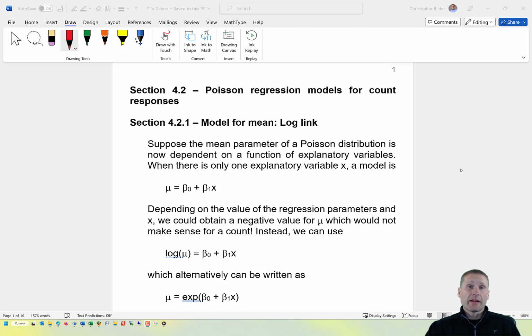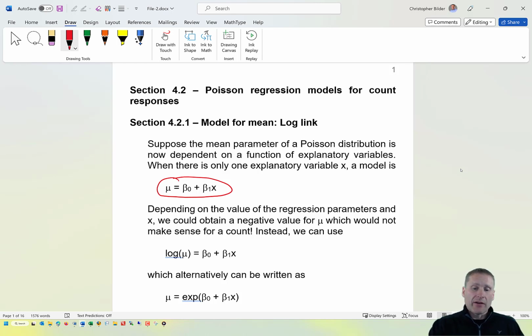We are next going to look at how we can use explanatory variables to help us understand our mean response associated with the Poisson distribution. So one could set up a regression model where mu is equal to beta 0 plus beta 1 times x, where let's say we only have one explanatory variable x. The problem with setting up the model like this is that for a particular set of beta 0 and beta 1 values and for a particular x, we could actually have a value resulting from them that is negative. And of course, mu cannot be negative. We cannot have a negative count.